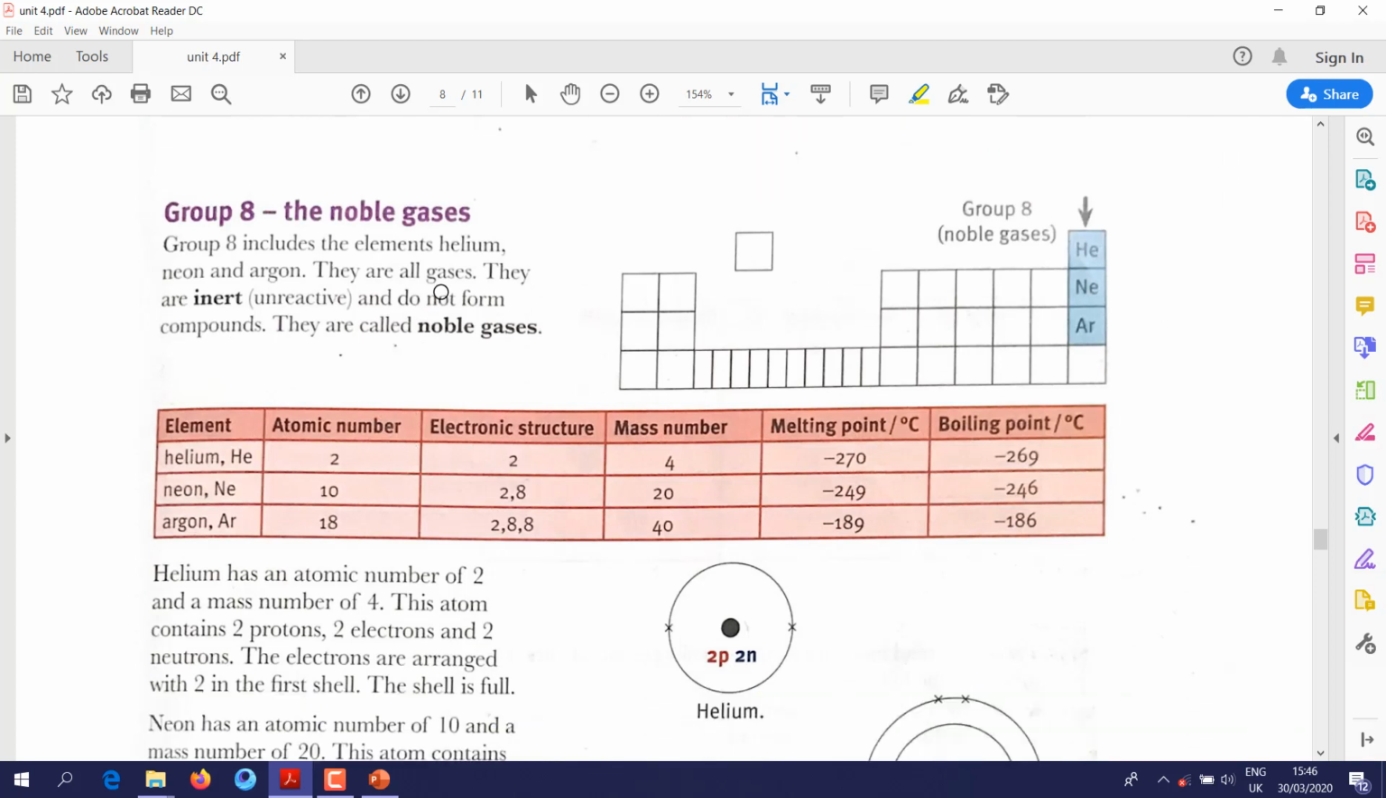The last group, group number 8, we call the noble gases. From the name, all these elements are gases, and they are inert. What do we mean by inert? It means they are unreactive. They will not react with any other element. Again, the trend here: atomic number increases as we go down. The electronic structure, as you can see, the outer shell has 8 electrons in it.